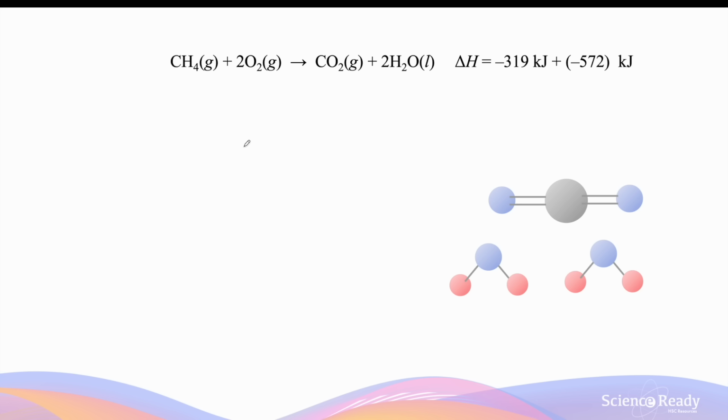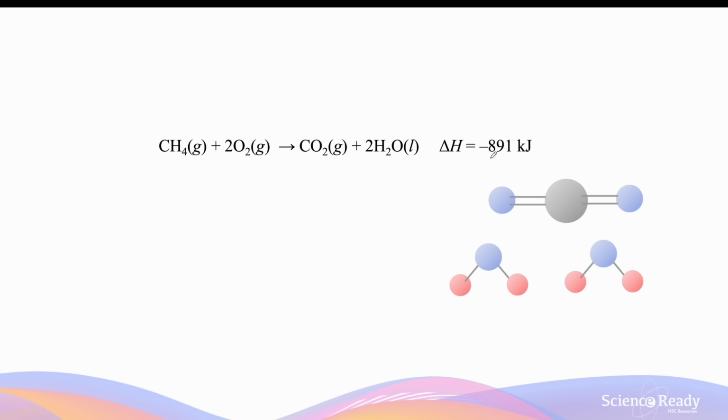So by combining the 3 processes together, my final equation for this combustion reaction is the reaction between methane and oxygen gas producing a molecule of carbon dioxide and 2 molecules of water, liquid. The heat of combustion, that is the overall enthalpy of this reaction, would then be the enthalpy change of the previous 2 processes added on top to the enthalpy of formation of 2 moles of water. This gives me the final enthalpy change of minus 891 kilojoules.